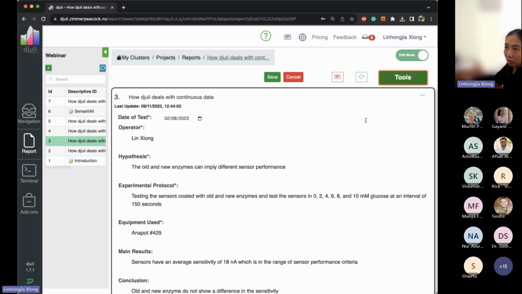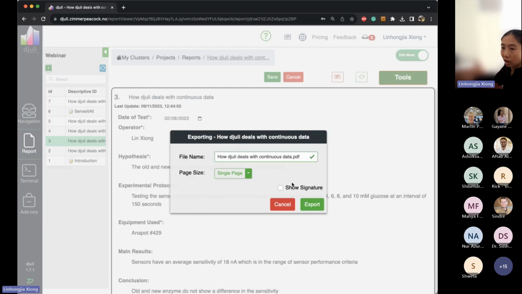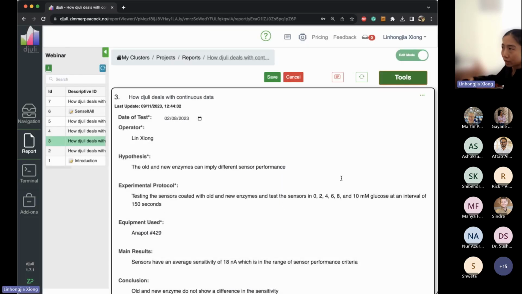If you want to download the report, you just need to click these 3 dots, and it has a download raw data button, or you can download the analysis results. But if you want to download a report, you just export it as a PDF. Once you do it, it gives you an option to show the signature. So if you need to file this report, you can just put a signature there. This is overall everything on the continuous data.